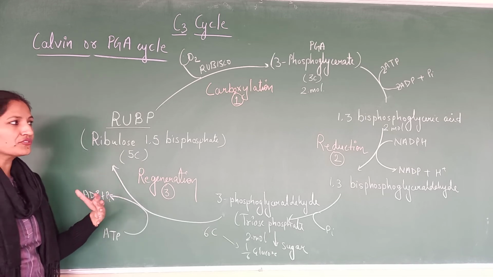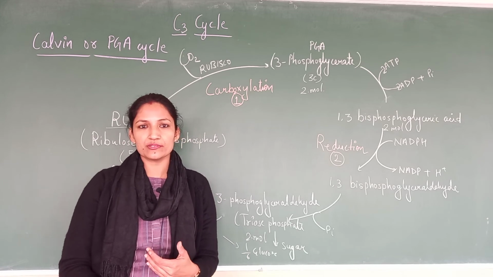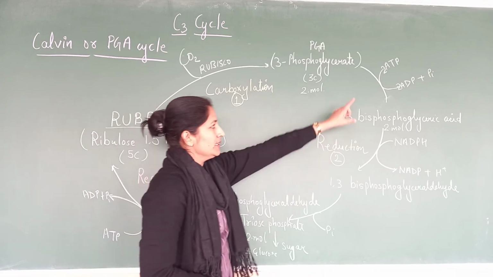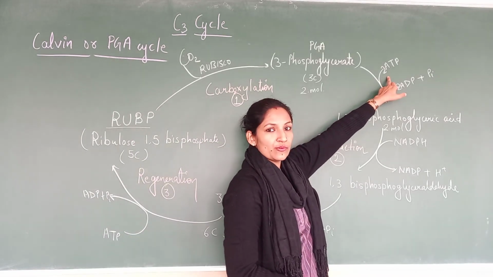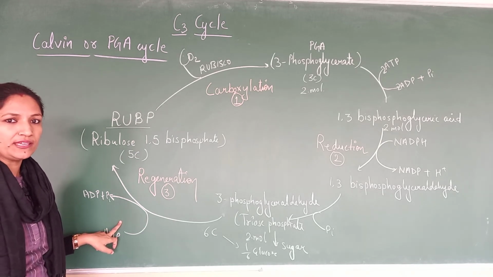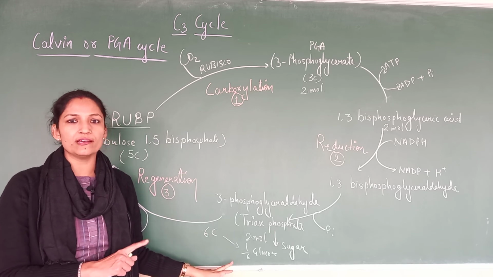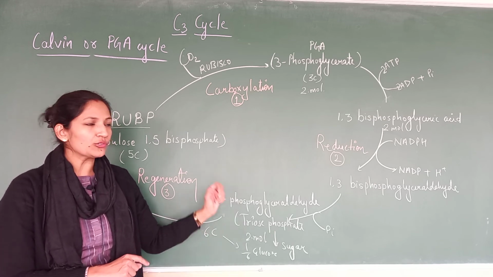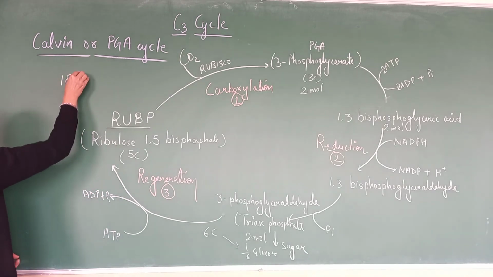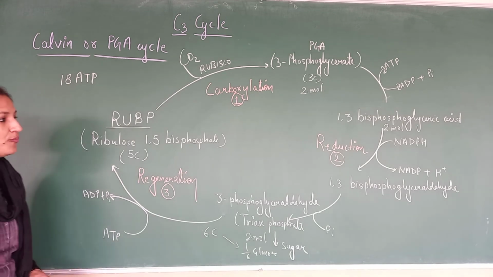Over here, if we are going to calculate the number of ATP used and NADP used, so we can calculate it very easily. As you can see, the 2 ATPs are used over here, 1 ATP is used here, total 3 ATP in one cycle. And to form the glucose, the cycle is to be run 6 times. So 3 into 6, it means how many ATPs we have used? 18 ATP.